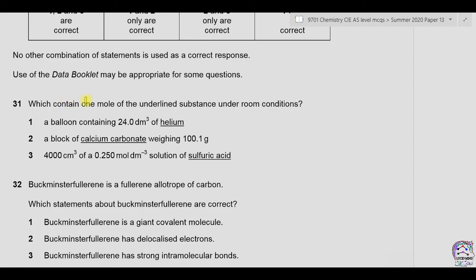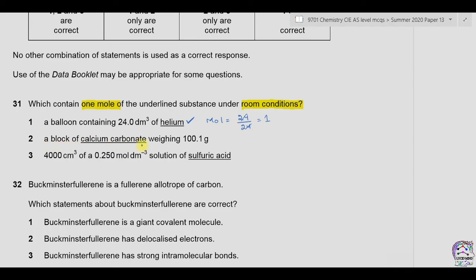Question 31. Which contain 1 mole of the underlying substance under room conditions? 1. A balloon containing 24 decimeter cube of helium. For gases we can find the number of moles as moles is equal to volume in decimeter cube divided by 24 decimeter cube. So therefore it comes equal to 1 mole, so this is correct.